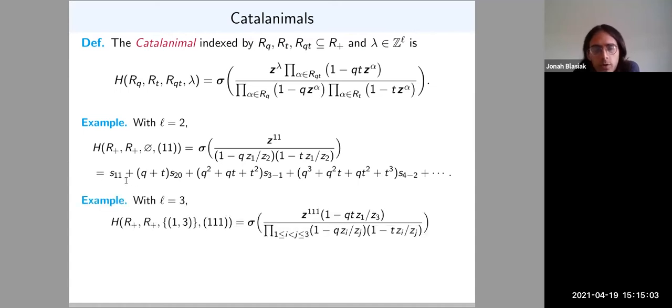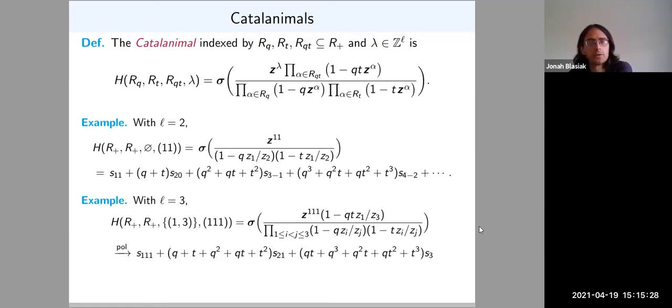Okay, here's a bigger example. So if we take the Q ideal and the T ideal to be all of the positive roots, L is 3, and the QT ideal to be just this single root 1, 3, this is the kettle animal written out. And we can evaluate it just like before. Well, it's going to be an infinite series, but let's see what happens when we take the polynomial part. Okay, so we get, it turns out, this symmetric function.